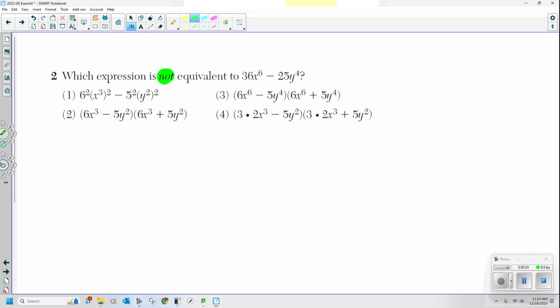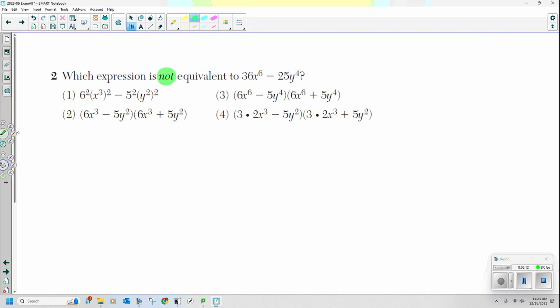For some reason, you guys skip over these italicized words. One of those is not equal, which means 3 of them will be equal. So 3 will be correct and 1 will be incorrect. So don't circle the first correct answer. How do I approach this?